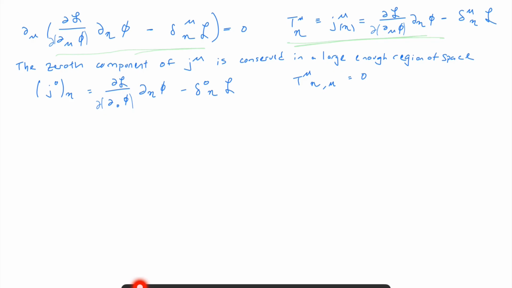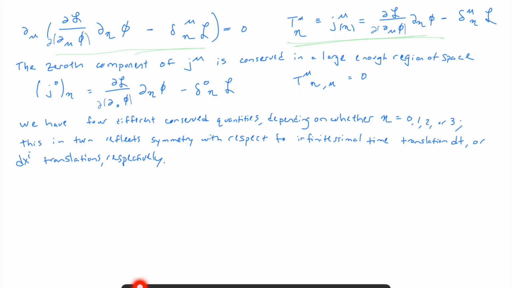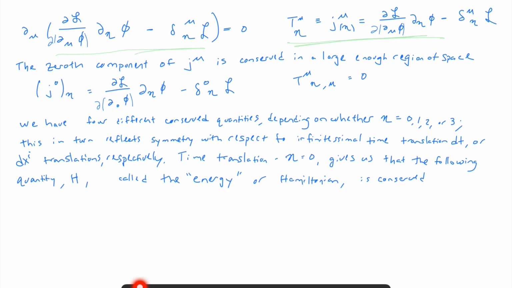Now remember, we have 4 different cases. So this eta, depending on whether we're translating in the time direction or any of the spatial directions, will be 0, 1, 2, or 3. So we get 4 different formulas, and you plug in the appropriate eta for what you're talking about. But the 0th component is conserved. We talked about that.